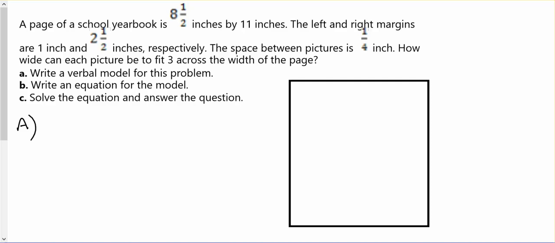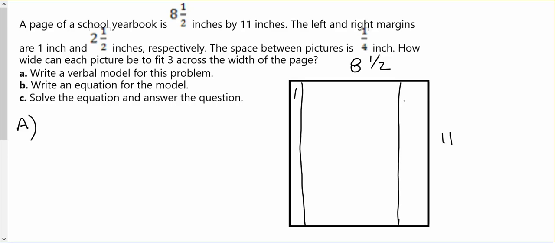Well, we're going to need to reread this here. 8.5 by 11, so that would be 8.5 by 11 inches. We've got ourselves a little picture here. The left and right margins are 1 inch and 2.5 inches respectively. So we've got the left margin. I'll see if I can draw a nice margin in here. It is going to be 1 inch. So that's going to be 1. And the right margin is going to be 2.5.